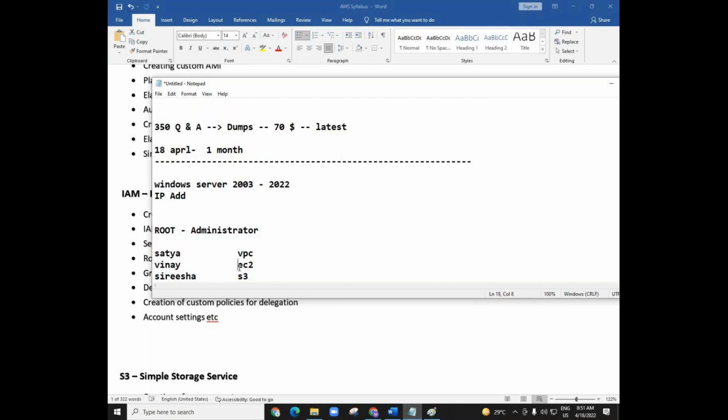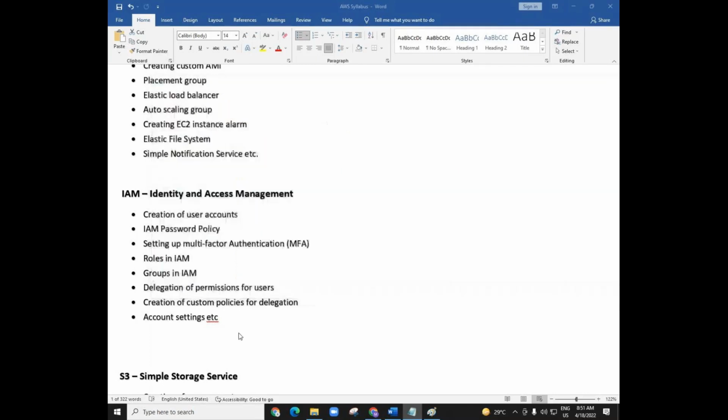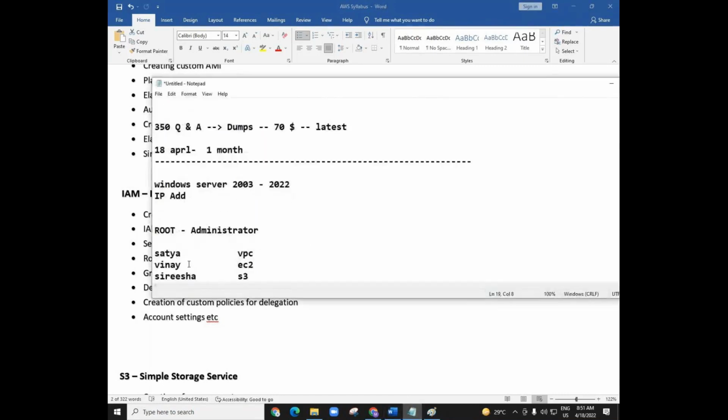So where we can do all these things is possible in a concept called IAM. See, creation of user accounts. That is what user accounts is all about. Like Satya, Vinay, and Sirisha, these are the user accounts.